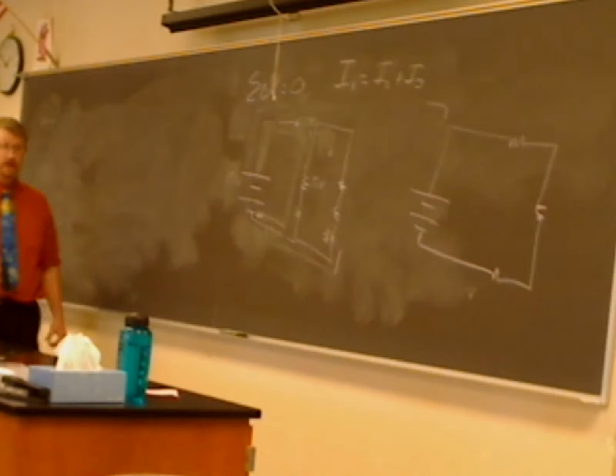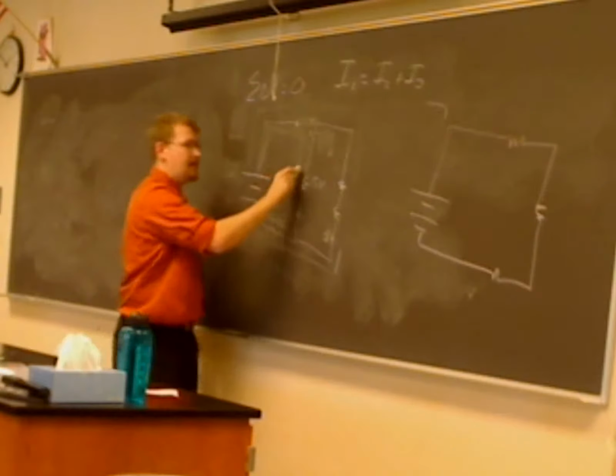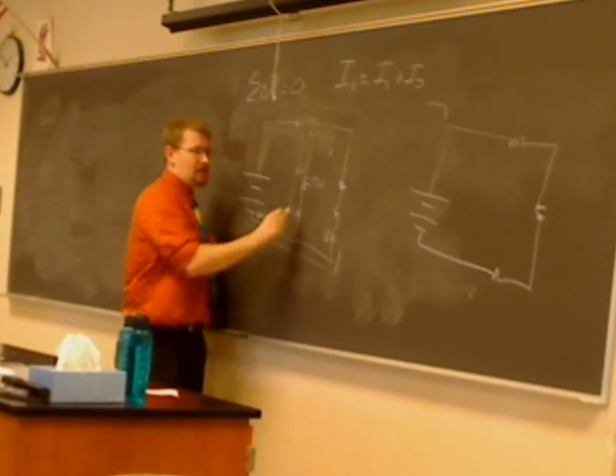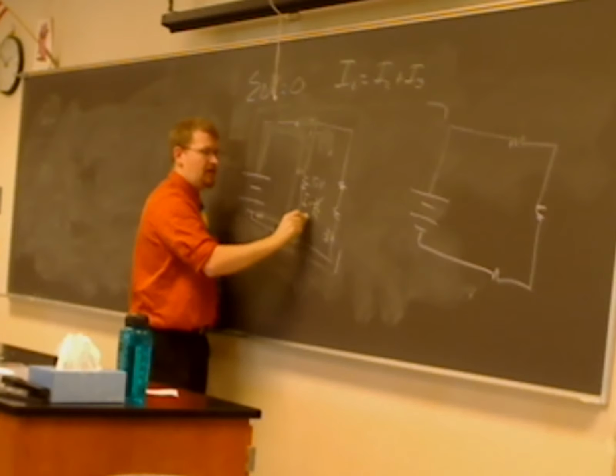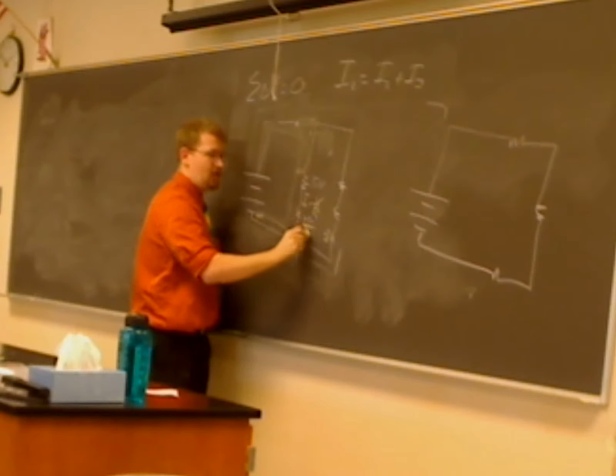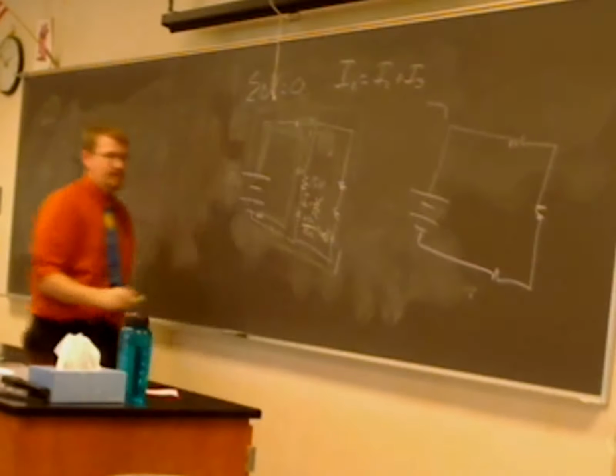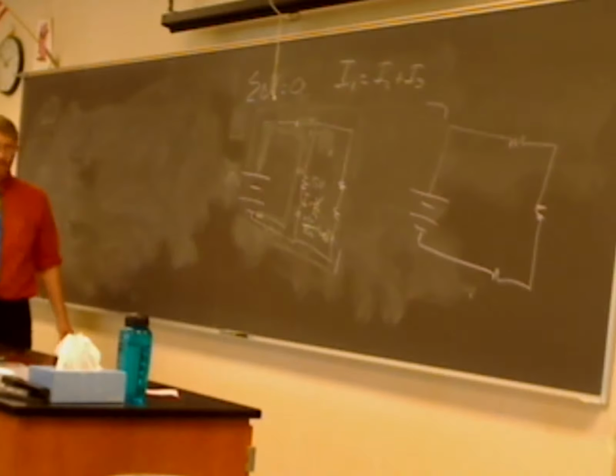Then I could find the current. I know these were all 10 ohm resistors. So I know that current should be voltage over resistance. That's Ohm's law. So 15 volts divided by 10 ohms should give me 1.5 amperes. Questions?